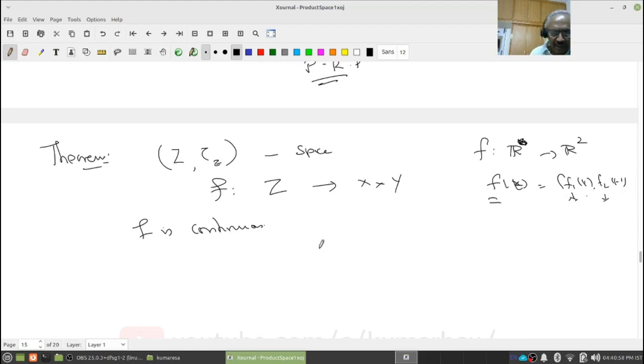If this is continuous, then take any z. Then f of z has to be an element of x cross y. Any element of x cross y is of the form (x, y). Therefore this particular x will depend upon z, so I will call it f1 of z, and this I will call f2 of z. Therefore I can write f as (f1, f2).